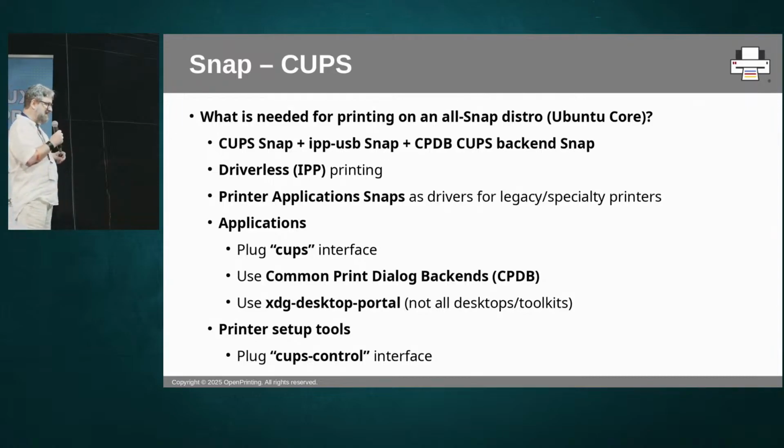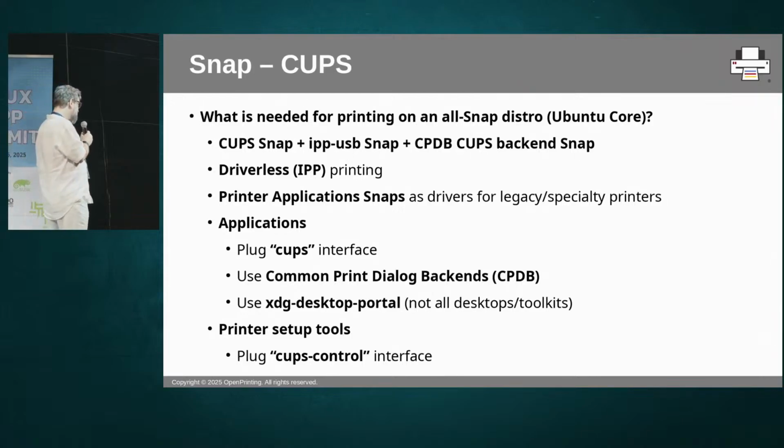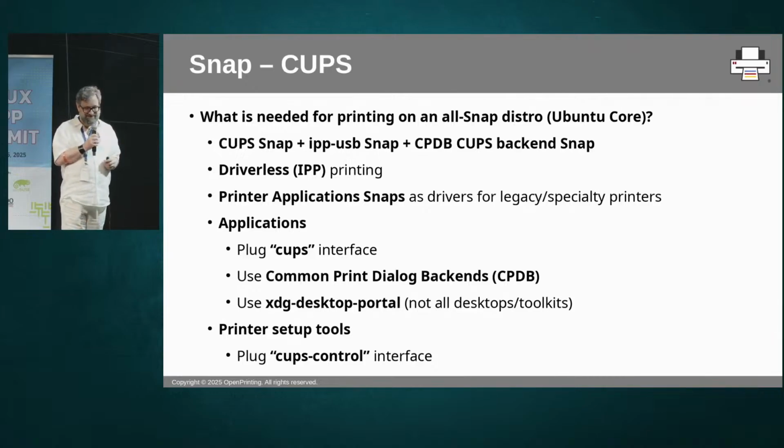This was originally created for IoT and for servers, and currently is under development to also create an Ubuntu Core desktop, so Ubuntu Core with a desktop. And such distros would naturally use the cups snap to be able to print.